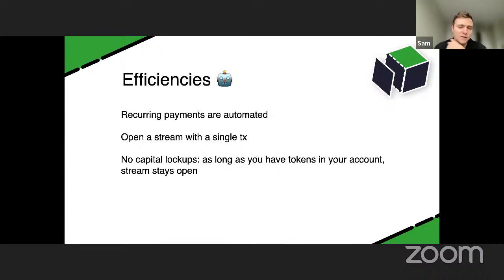And this is cool because if you think about it, if I'm paying for a subscription service once a month, or if I'm paying a DAO contributor or an employee once a month, over the course of a year, that's 12 transactions, right? With the money stream, that could be just one transaction, where the money just flows in real time to my recipient throughout the year, instead of in discrete intervals every single month. And the cool thing here as well is that there's no capital lockups. So you're not required to lock capital into a separate contract that can't be used throughout the year. As long as you have tokens in your account, that stream will stay open.